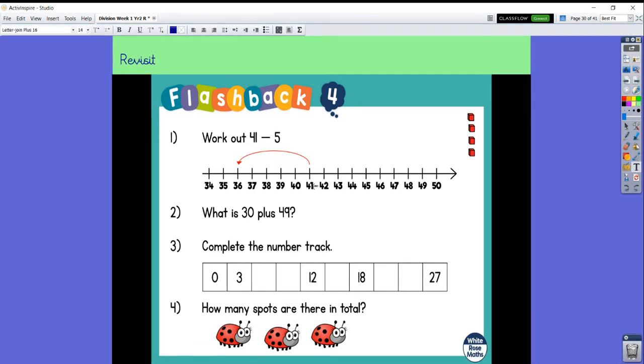So we start at 41 and we count back 5. 1, 2, 3, 4, 5 on the number line, and that equals 36. Well done using the number line.